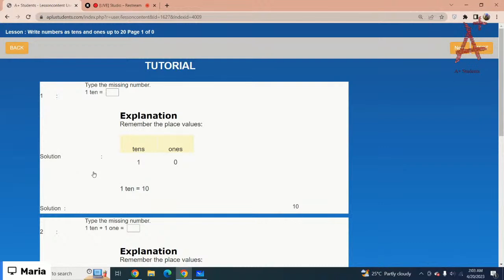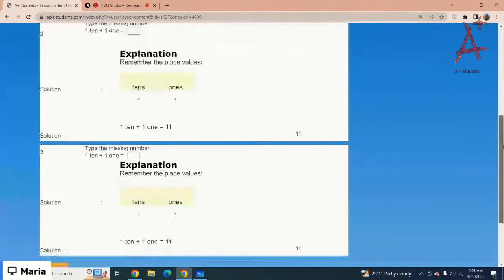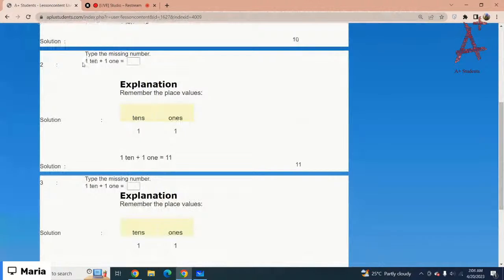Okay, the next one is 1 ten and 1 one. Got it? So basically 1 ten means you have 1 at the tens position, and 1 one means you have 1 at the ones position. Basically the words tens and ones tell you the position of these numbers. So it would be 11 when you write 1 at the tens place and 1 at the ones place. Together it makes 11.